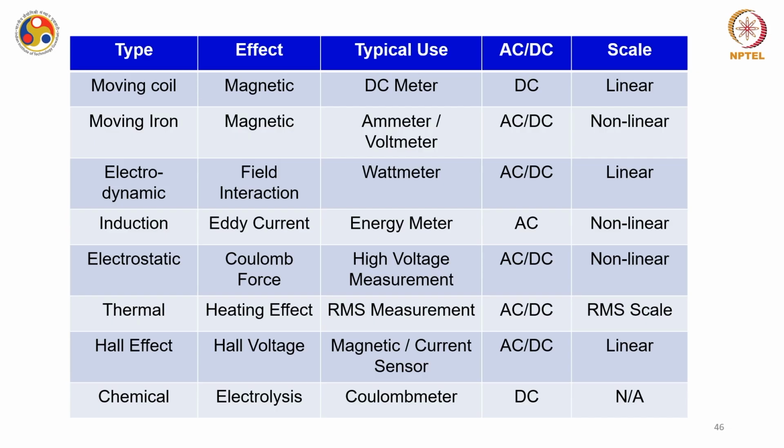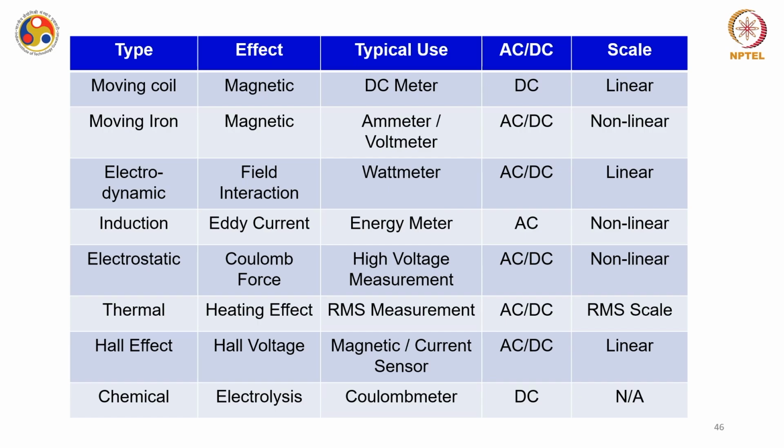So if I summarize, we have seen different types of instruments like moving coil and moving iron, which were based on the magnetic effect. The electrodynamometer kind of instrument was based on the field interaction, given there were two different coils. The induction kind of device was based on electromagnetic induction or eddy currents. The electrostatic type of device is based on electrostatic interaction, which is based on the Coulomb force. Then the thermal kind of device is based on the heating effect. The heating effect can be Joule heating, or you can also utilize a thermocouple for measuring that.